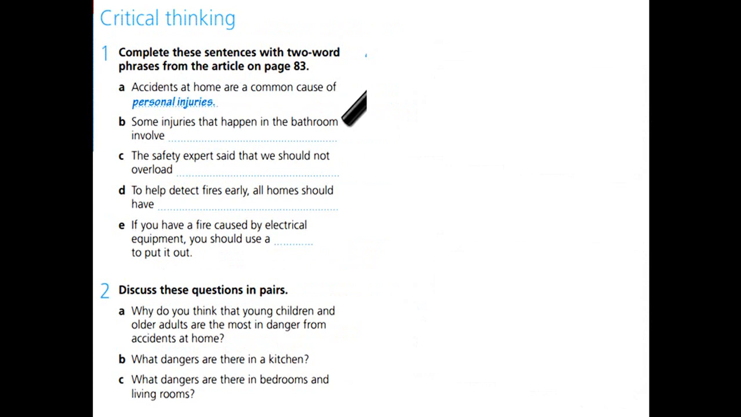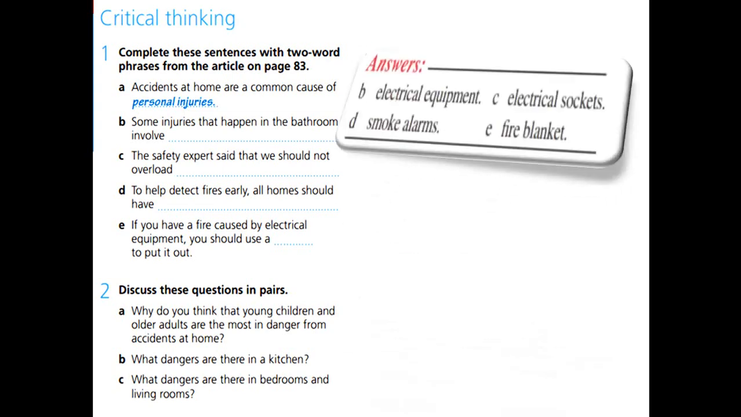Okay, now we come to the critical thinking part. Number A. Accidents at home are a common cause of what? Of personal injuries. Some injuries that happen in the bathroom involve what? Involve electrical equipment. Number C. The safety expert said that we should not overload what? We should not overload electrical sockets.